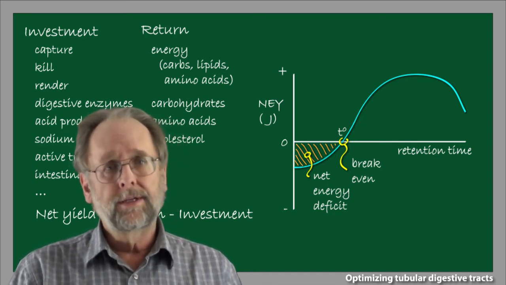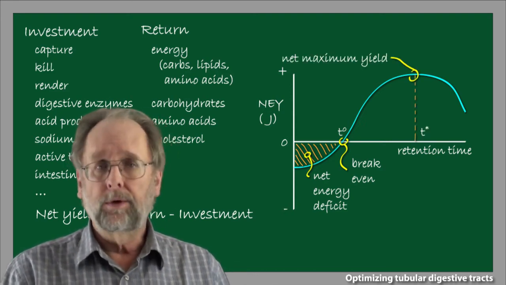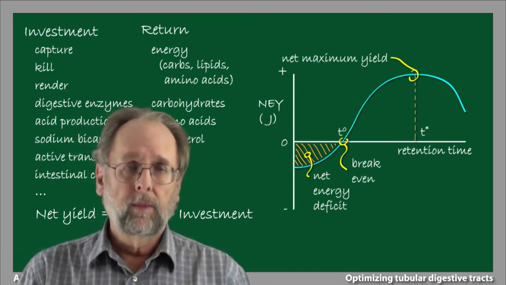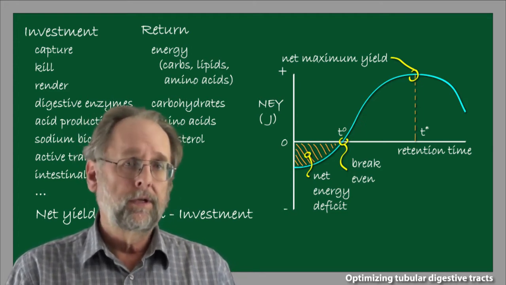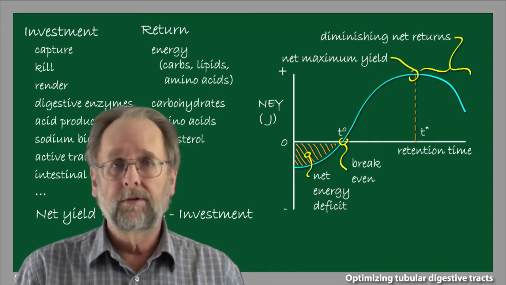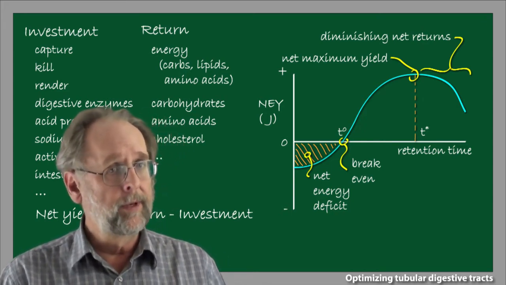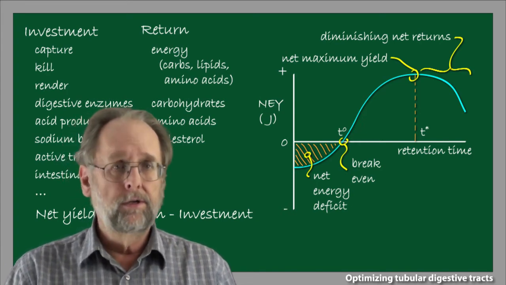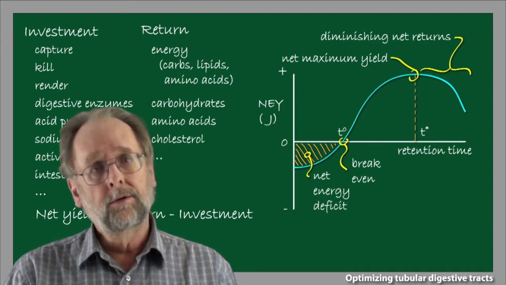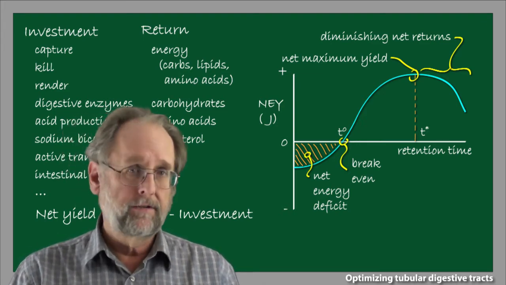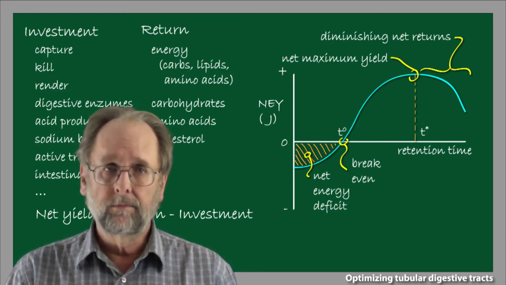We can follow this up to a point where the net energy yield is maximized. We'll call this T star. If the meal is retained for a longer time than this, it will result in diminishing returns, as it did for an overlong retention time for the incomplete digestive tract of the sea anemone. Here, it makes no sense to retain the meal for a longer time than this because the ongoing costs for maintaining the digestive tract are greater than the yield of energy being obtained from the meal.